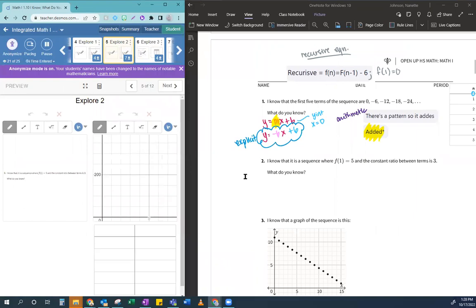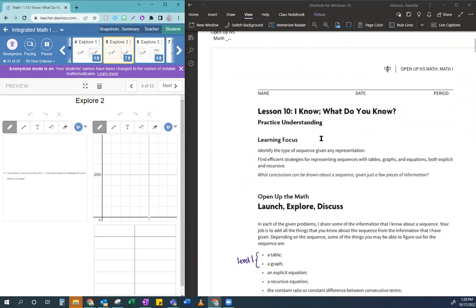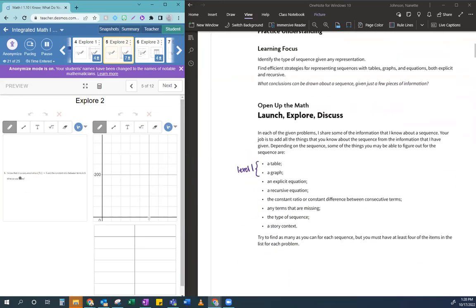Okay, for this next one, it says, I know that it is a sequence where f of 1 equals 5, and the constant ratio between the terms is 3. What do you know? So you tell me, what would you do first? Of these things here, I'll have this list here. I know this is super tiny, but f of 1 is 5 and the constant ratio is 3. What would you all do first?